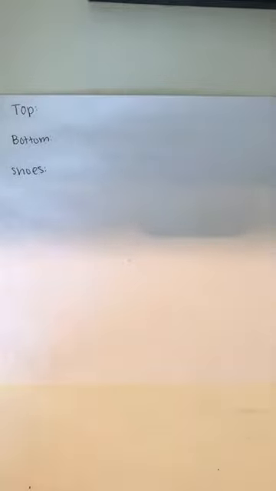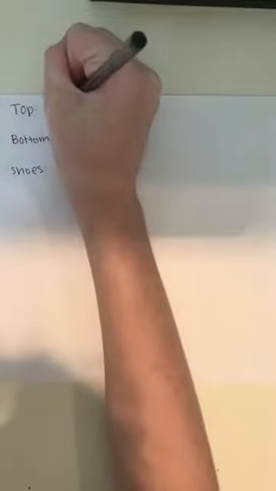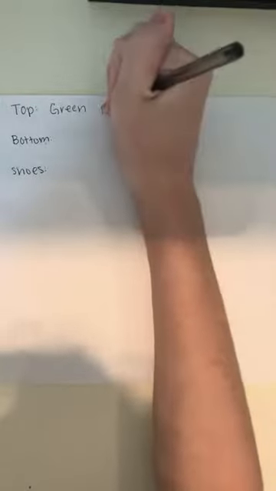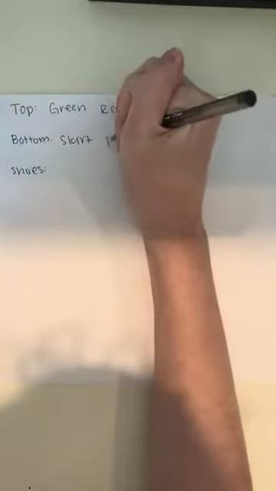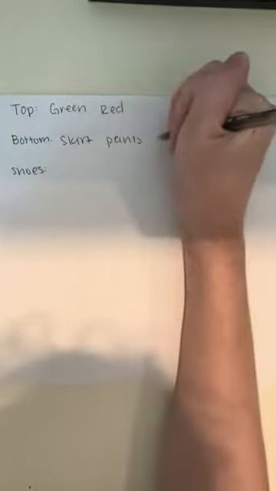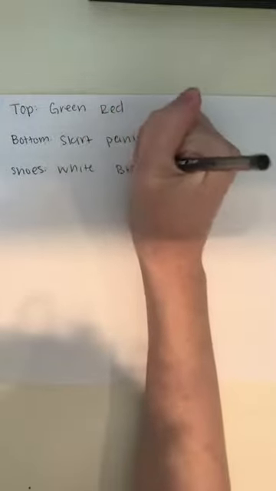Okay, so let's say you're choosing an outfit for the day and you have a top that's, I don't know, green and red. You have a green top and a red top. And your bottom choices are a skirt, pants, and shorts. And you have white running shoes and blue running shoes.